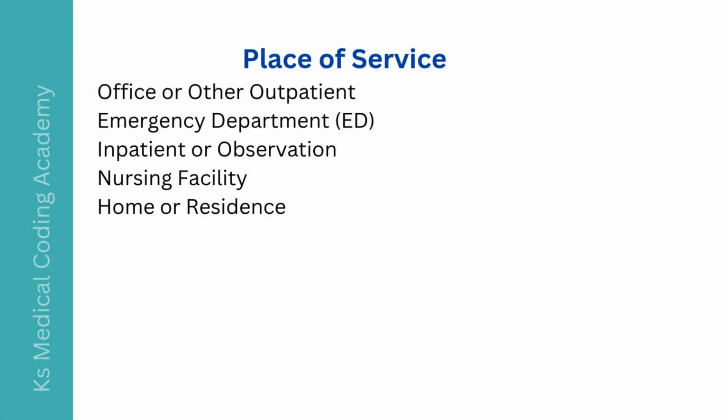The first coding element is the place of service. This identifies where the physician evaluated the patient. Different locations use different CPT code categories. Office visits are coded differently from emergency department visits. Hospital inpatient and observation services have their own code ranges. Nursing facility services use separate CPT categories, and home or residence visits also have unique coding guidelines. Therefore, identifying the correct place of service is always the first step in E/M coding.